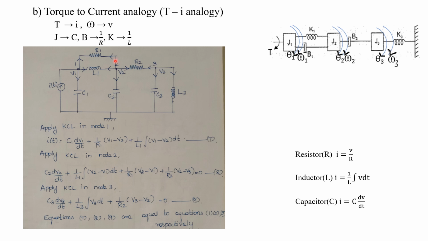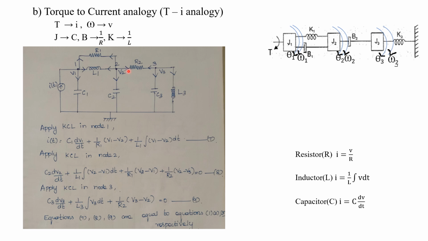Now what about the current flowing through this R1? 1 by R1 into, what about the voltage drop across the resistor R1? We have to assume this current direction, V2 minus V1. Now we can write the current for this R2, that is 1 by R2 into, what about the voltage drop across this R2? We have to assume this current direction, that is V2 minus V3, because current flows from higher potential to lower potential. V2 minus V3, that is equal to 0.